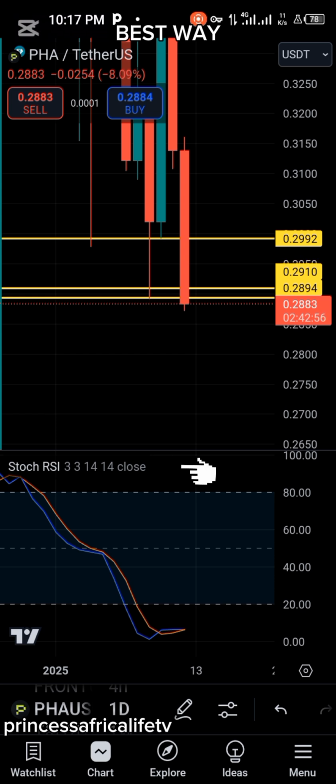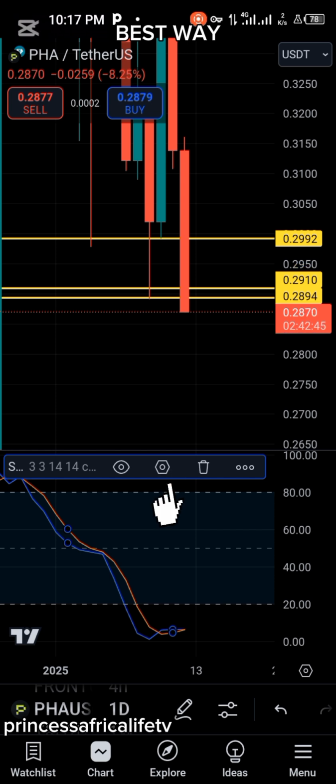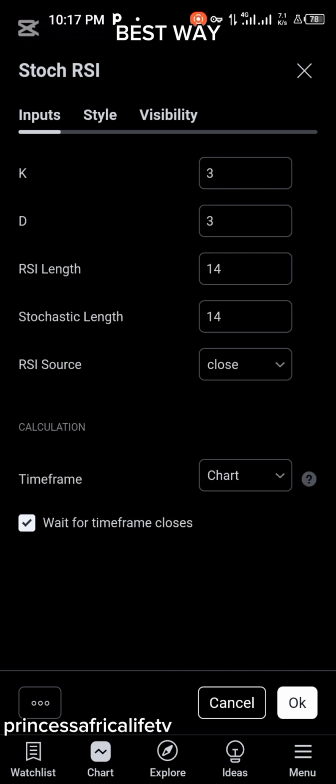Are you seeing here? This is where the stochastic RSI interface is. You can click on it in order to choose settings. Maybe you didn't have settings on your TradingView, so you can do that here. You click on this right here. That's the settings. Now we want to do the input. Click on the input. You have the K and the D and the RSI length.